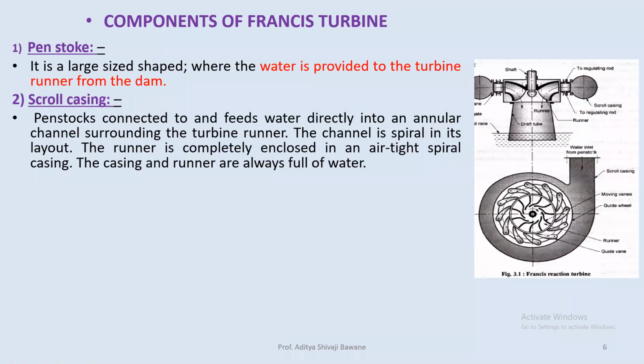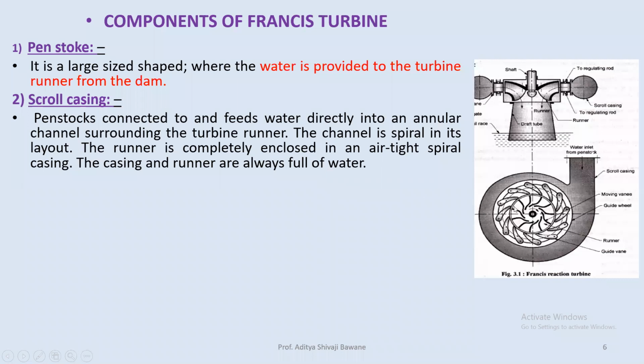Second is scroll casing. Scroll casing is nothing but the outer area of the turbine. The penstock is connected to it and feeds water directly into the annular channel surrounding the turbine runner. The channel is spiral in its layout. The runner is completely closed in an airtight spiral casing. The casing and runner are always full of water.